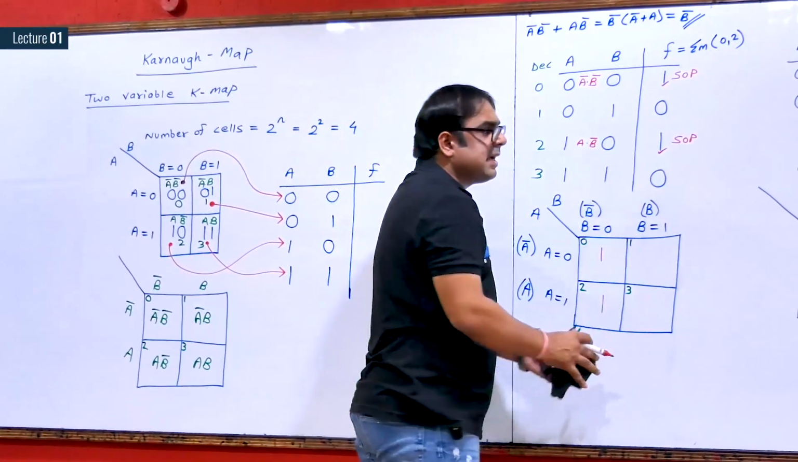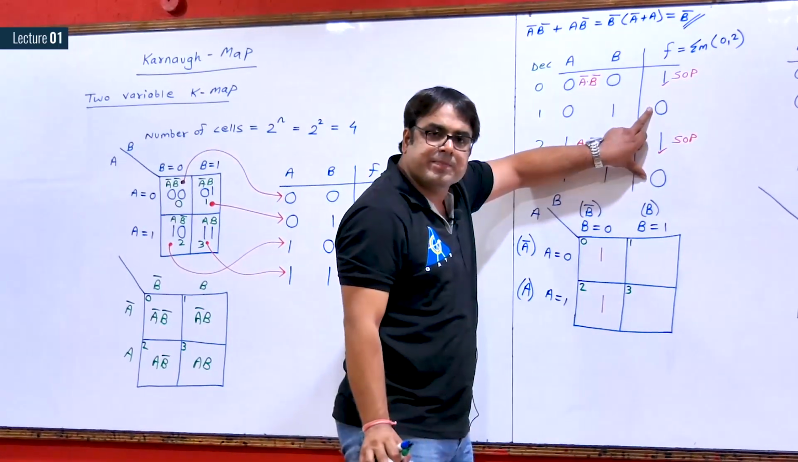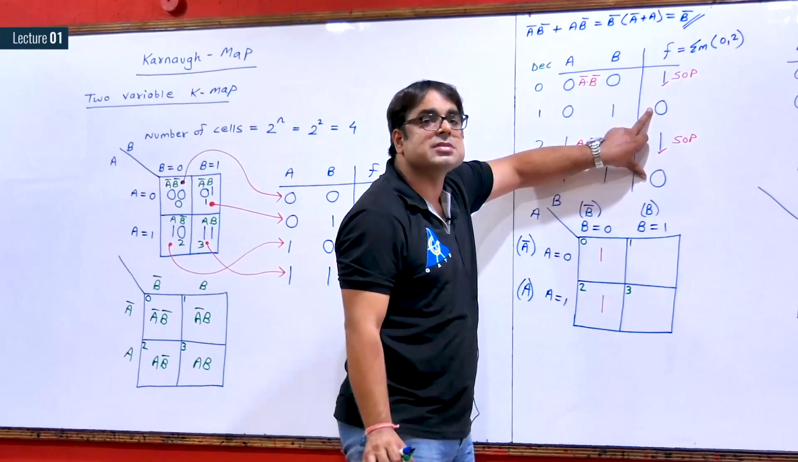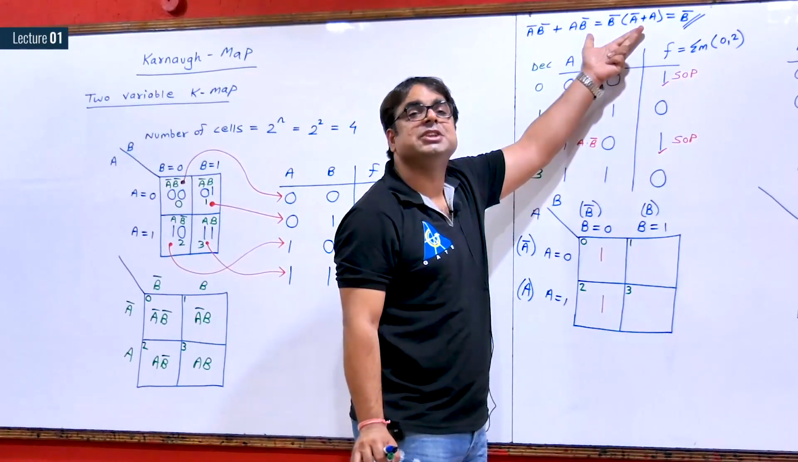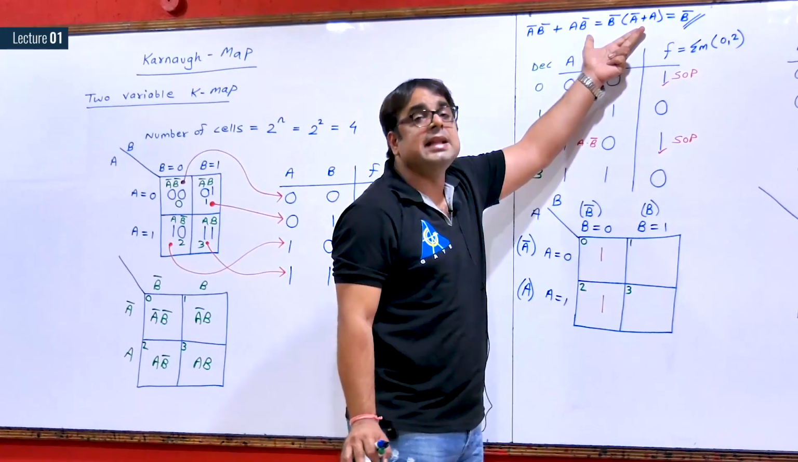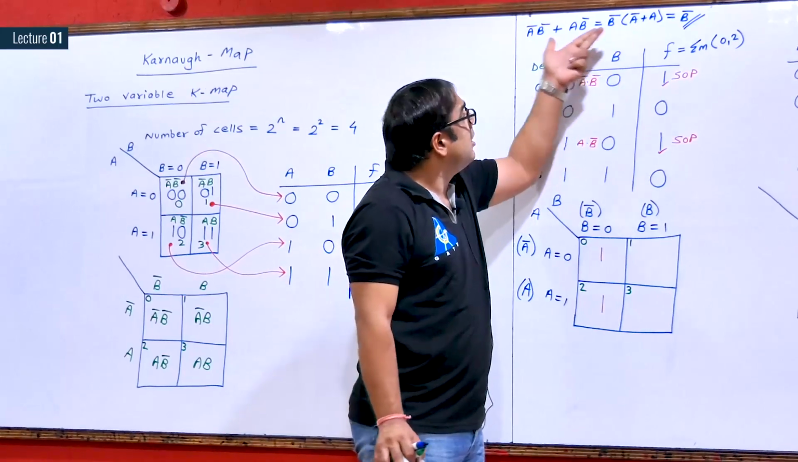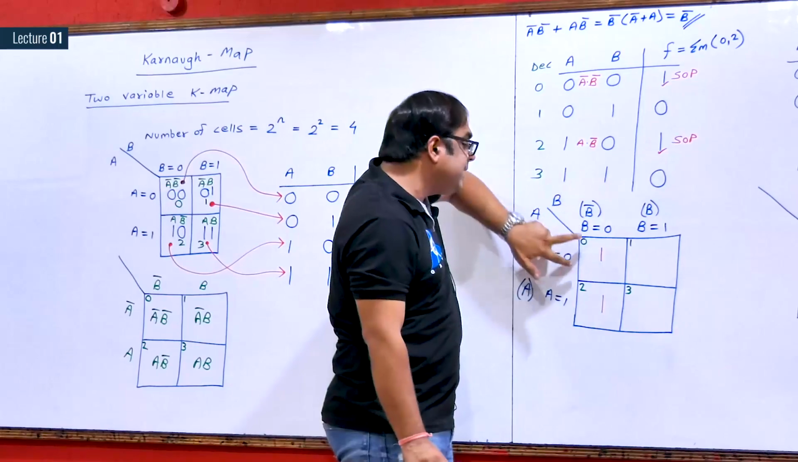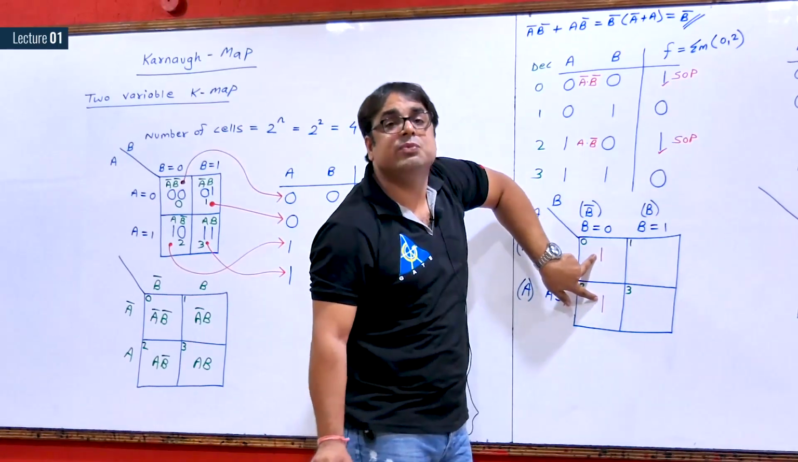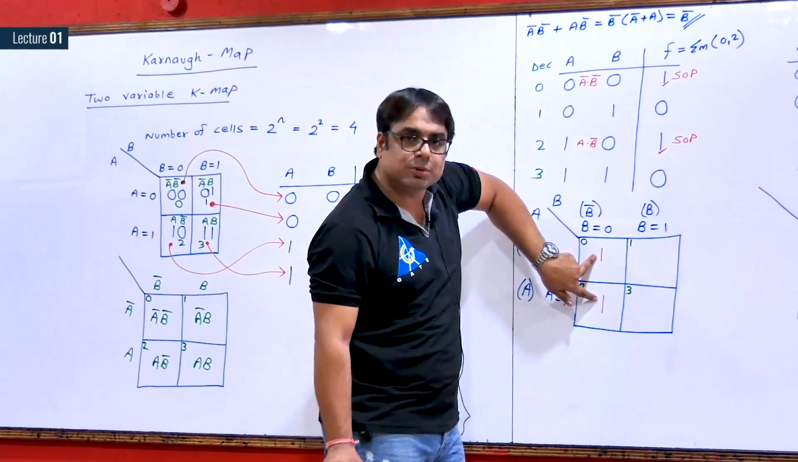At these places, 1 and 3 are max terms. But we don't use max terms for minimization in SOP. In SOP, what do we use? Min-terms only. That is why in the K-map, I am marking only 1 and not 0. I am not marking 0.